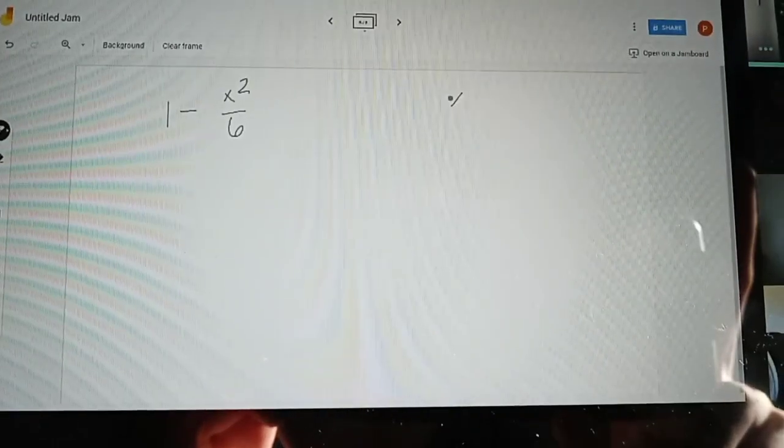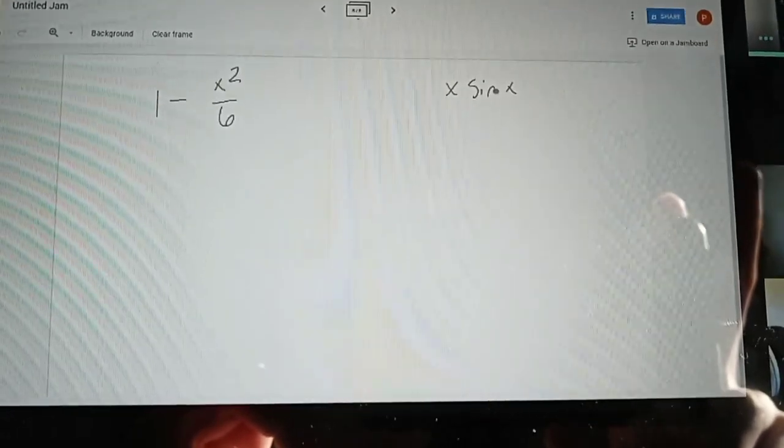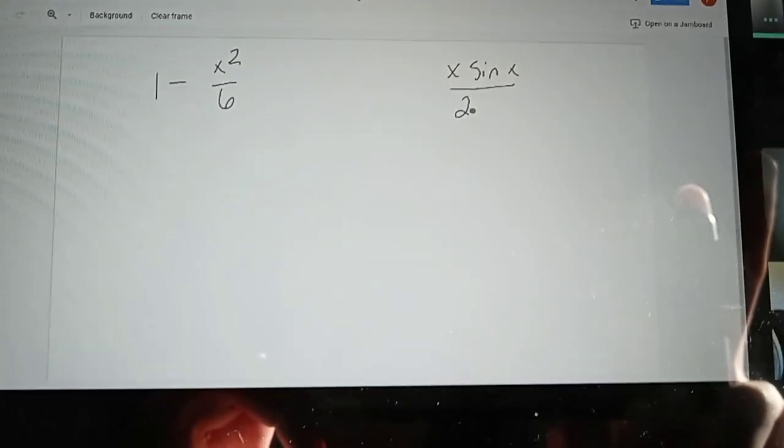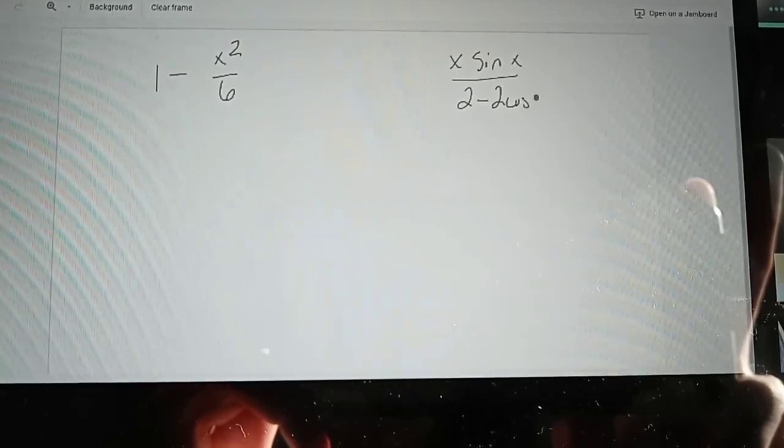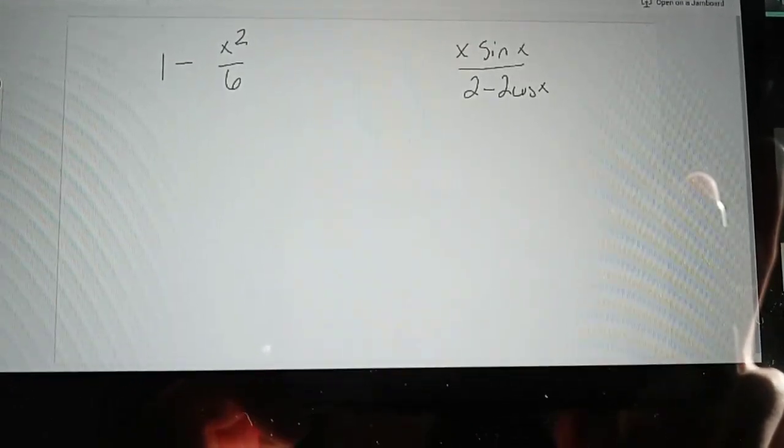We have our other one, which is x sine of x over 2 cosine of x. Okay, and that is less than 1.